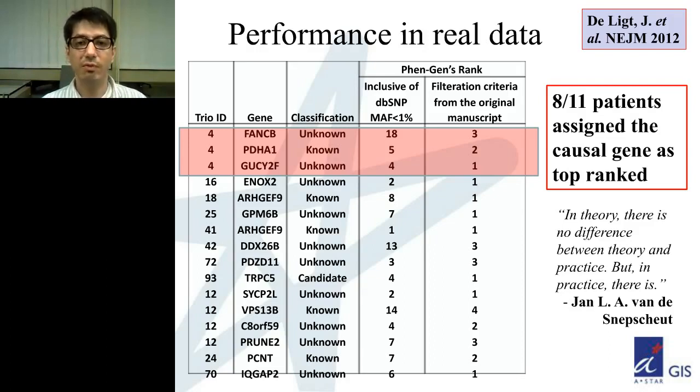I'm showing you Phen-Gen's performance in each of these families. In 8 of 11 families, the top ranked gene by Phen-Gen was also considered disease causal in the original paper. And in all cases, all disease causal variants implicated in that paper were within the top 5 ranked by Phen-Gen. I've highlighted a particular family, 3 or 4, for which they implicated 3 potential candidate genes, and these 3 genes are assigned 1st, 2nd, and 3rd rank by Phen-Gen as well.